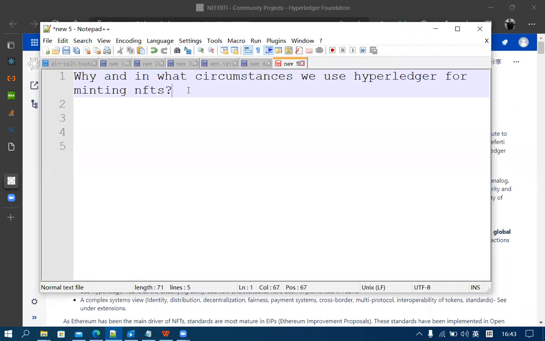I guess, Terry, I see a similar question next, right? So probably what they're asking is, in conventional ways, when we mint NFTs, it serves the purpose of proving ownership of the NFT, which anybody can access. Now, what is the differentiation that we get over here? Or how do we achieve the same things when we build NFTs on Fabric?